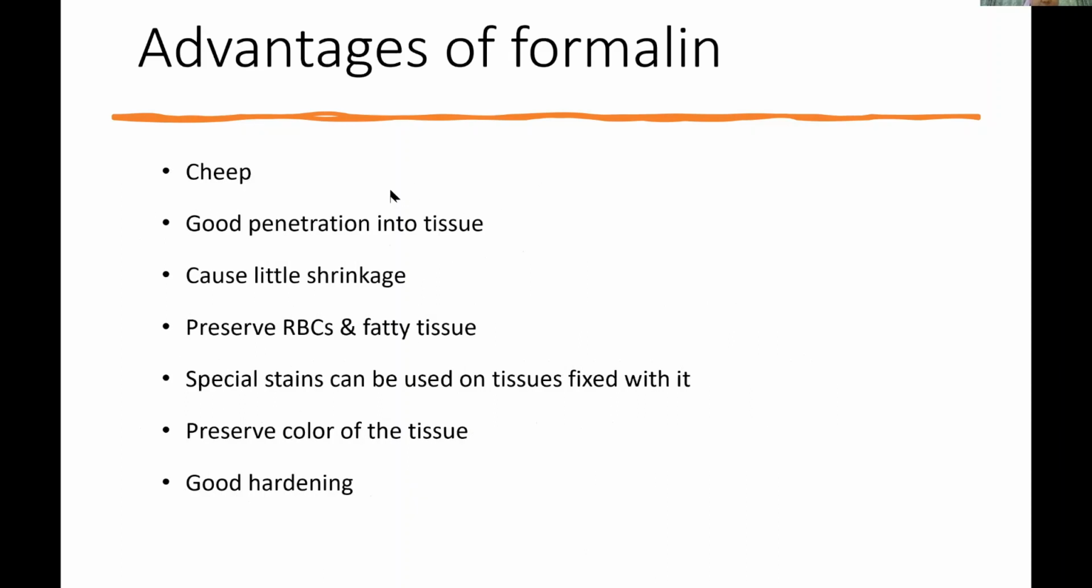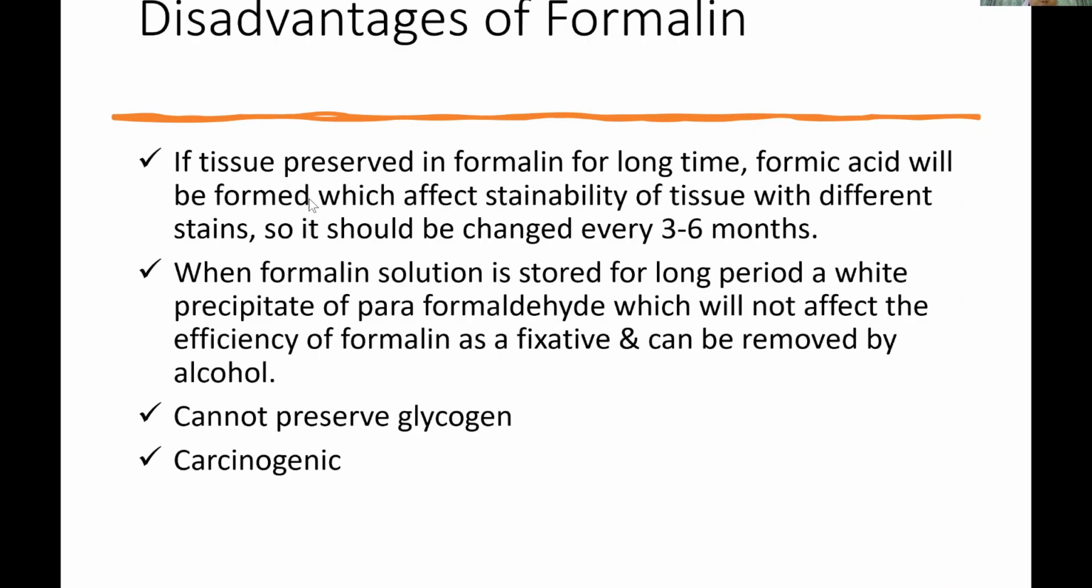It's cheap. It has good penetration into the tissue. It causes very little shrinkage of the individual cells. It can preserve the RBC and fatty tissue. It can use special stains, meaning that after we fix with formalin, this tissue can be further stained with immunohistochemistry, special stains, and other staining also. It can preserve the color of the tissue and gives good hardening of the tissue.